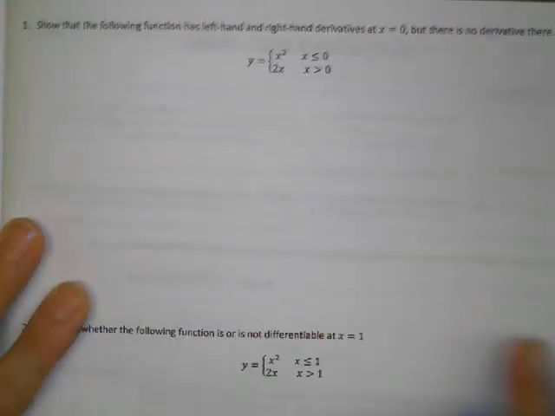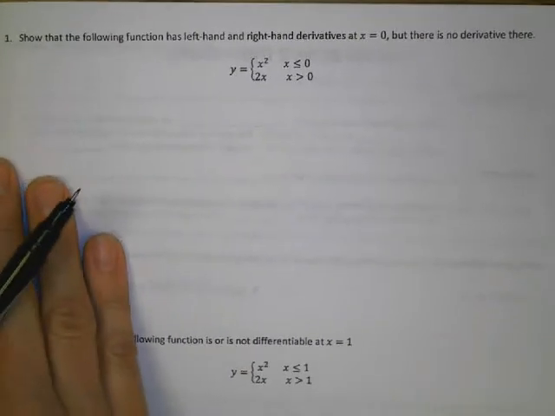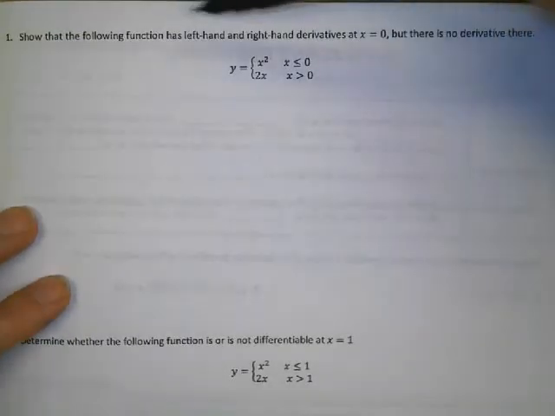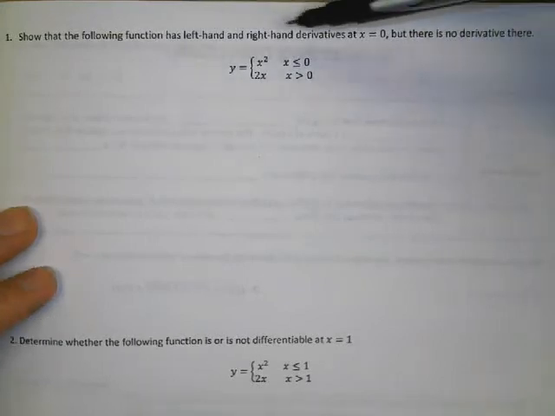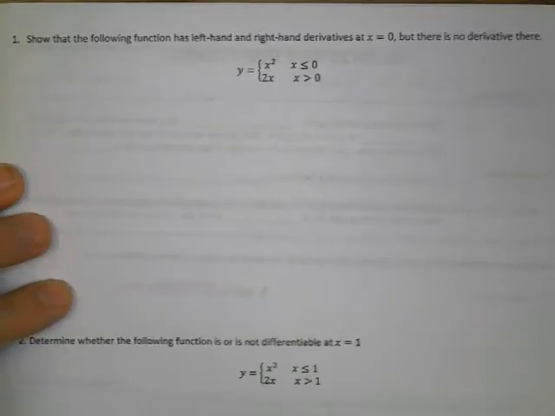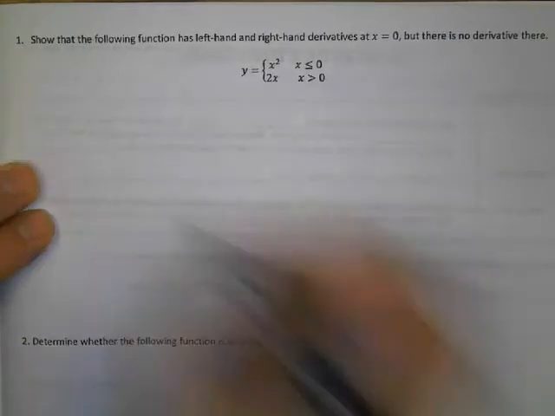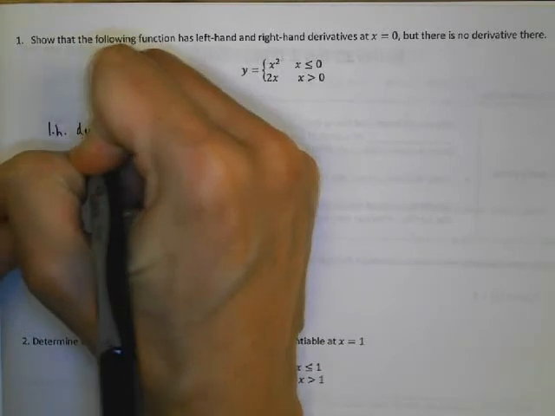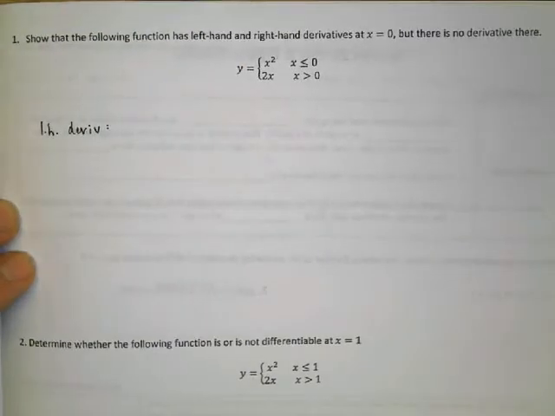So let's go ahead and wrap this up. On page 17, I want to see how we handle this now if we don't have a graph, but we have an actual function. And so my question says to show that the following function has left-hand and right-hand derivatives at x equals 0, but show that the function is not differentiable there. So we know to be differentiable, 2 things have to be true. My left-hand derivative has to be equal to my right-hand derivative.